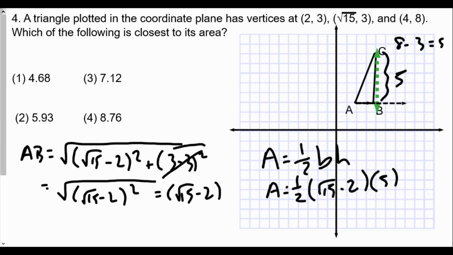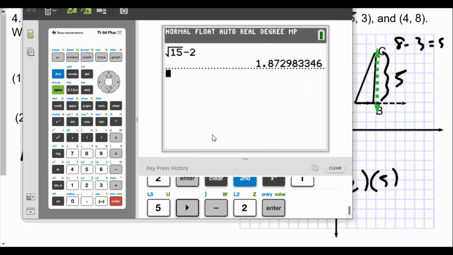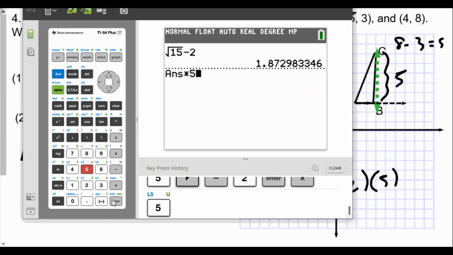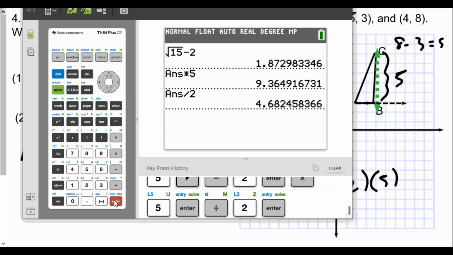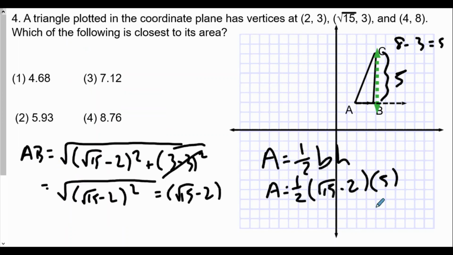So now let's go back to our calculator. We take this value, 1.872983346, and multiply by 5, the height, which is 9.364916731, and then divide by 2. That's the 1/2 part. And we're left with 4.682. So in this case, our area is approximately 4.682, which will be choice 1.